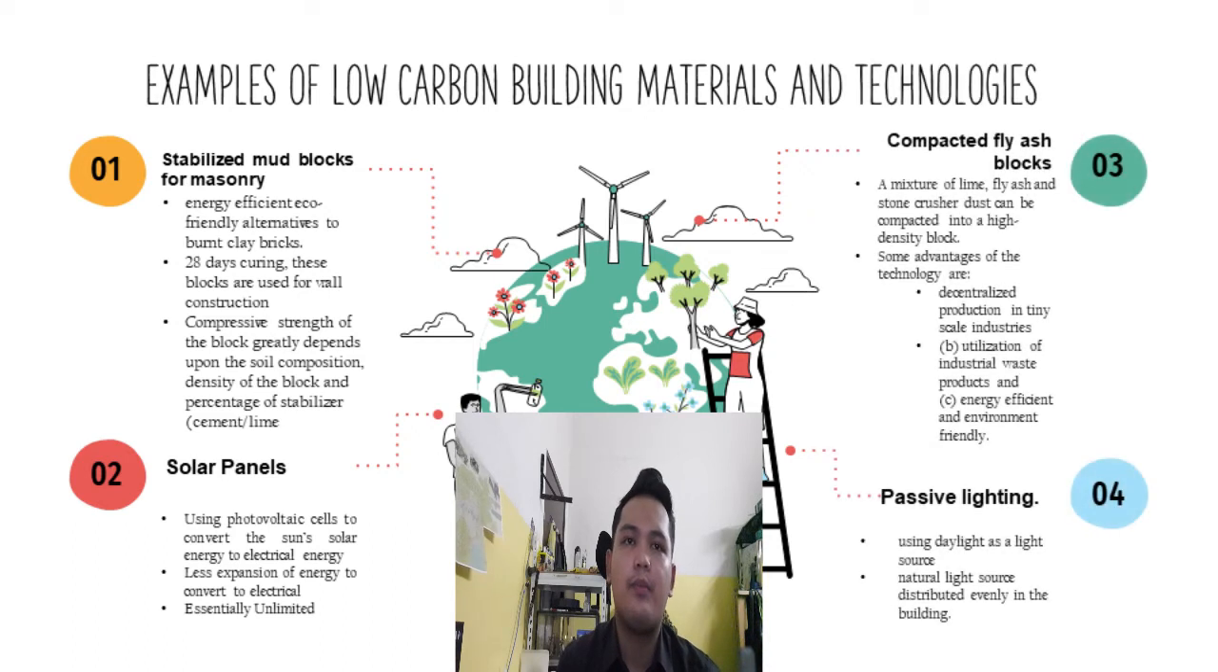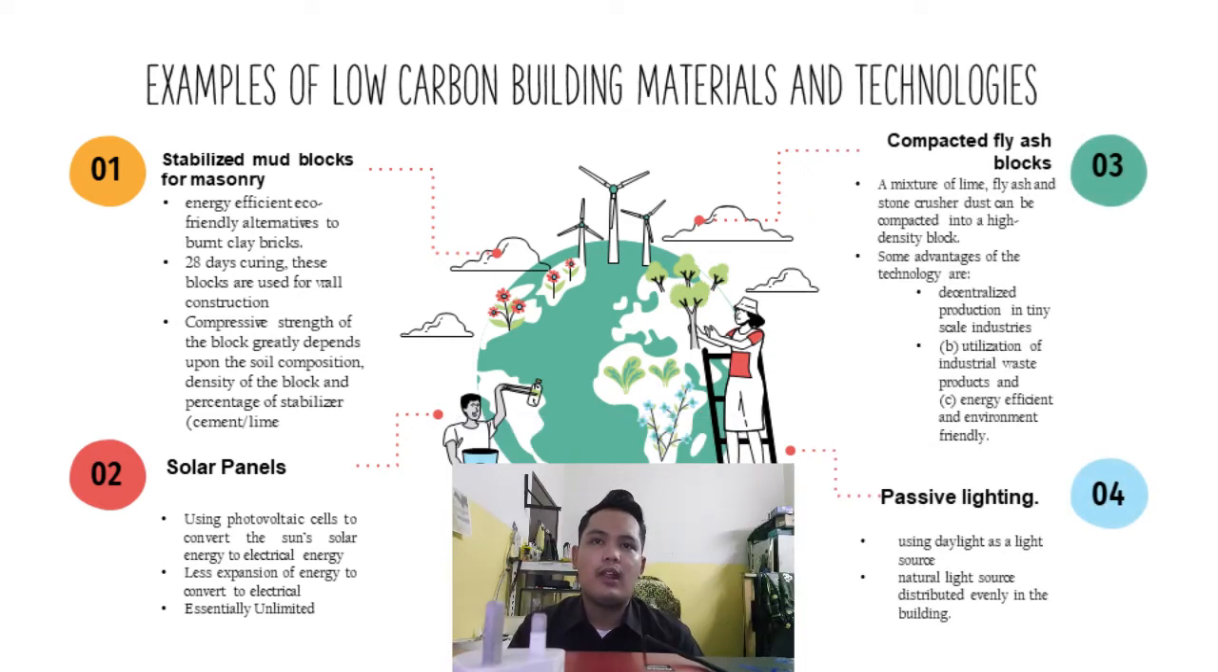The third one is compacted fly ash blocks. A mixture of lime, fly ash, and crushed stone dust that can be compacted into high density blocks. Some advantages of the technology are decentralized production in tiny scale industries, the utilization of industrial waste products, and it is energy efficient and environmentally friendly.